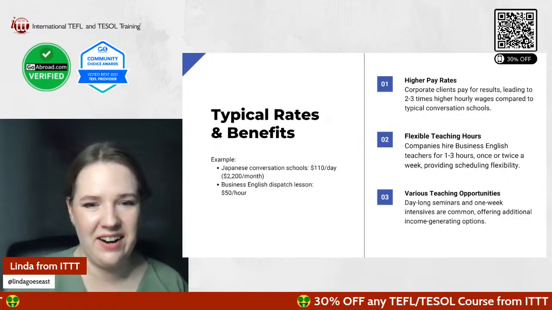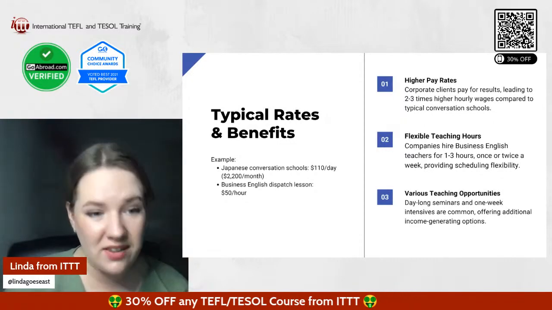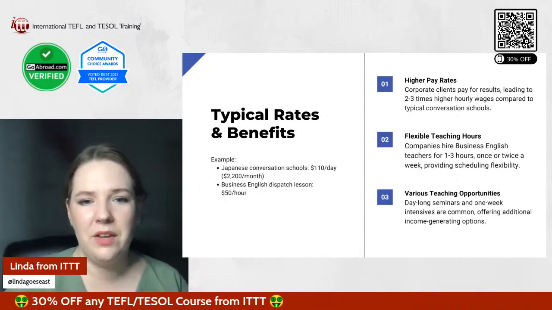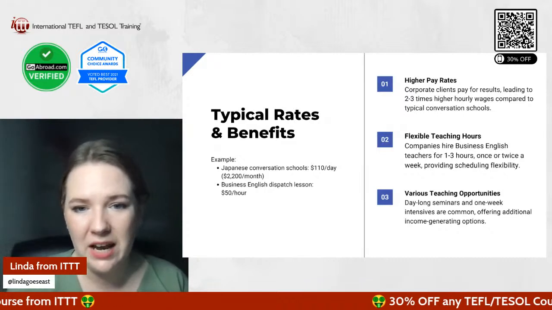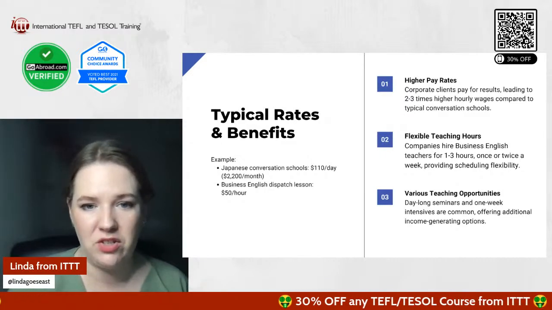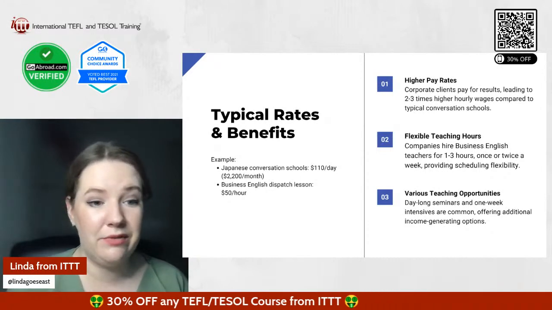Higher pay rate, right? So corporate clients, they pay for results, okay? That's what you need to know. Corporate clients pay for results, leading to 2 to 3 times higher hourly wages compared to typical conversation schools. You also have typically flexible teaching hours.